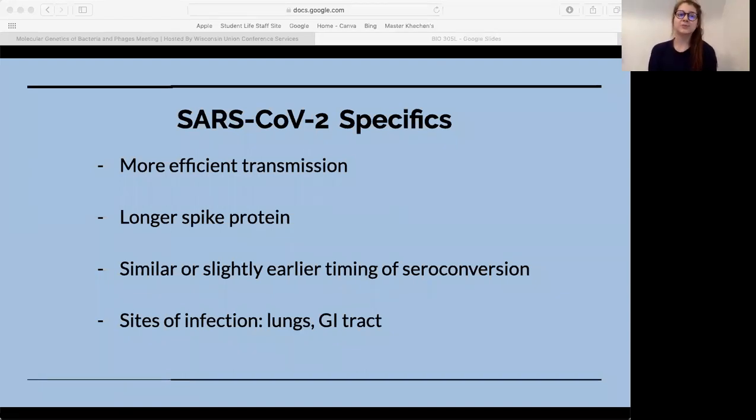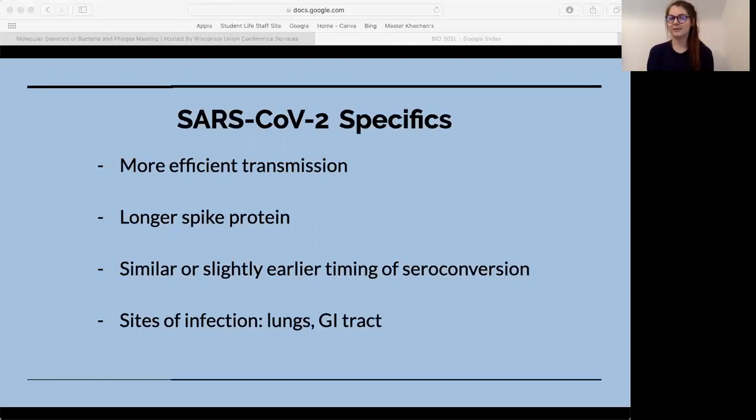So we'll go into a couple specifics now of SARS-CoV-2. There is more efficient transmission of SARS-CoV-2 than of SARS-CoV, the original SARS coronavirus, through active pharyngeal shedding when symptoms are still mild. So in this case, it is more contagious at that point.